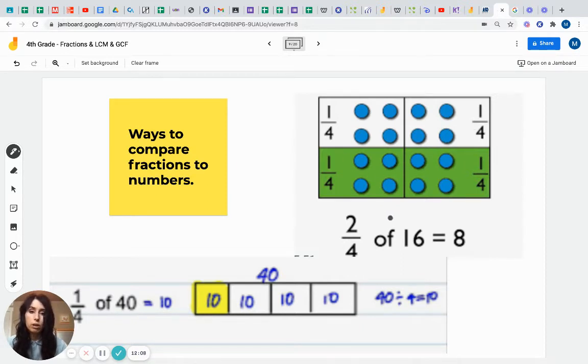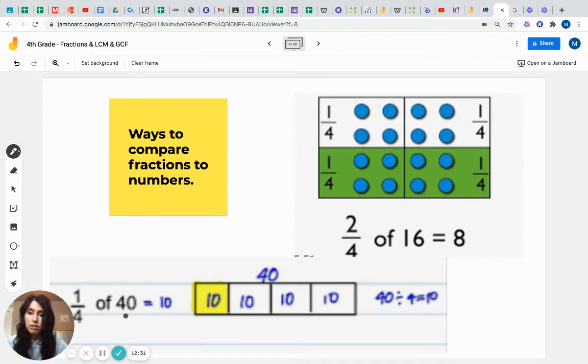And so let's first talk about what would be a fourth of 16. Well, a fourth would be 4, right? But this is 2/4, so I have to add this plus this would give me 8. So that's one way of representing what 2/4 of 16 is, using counters. Here's a different way, using like the area model.